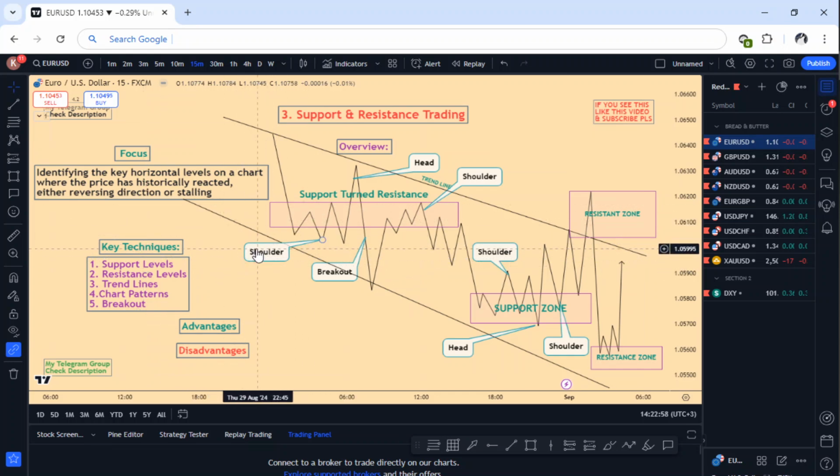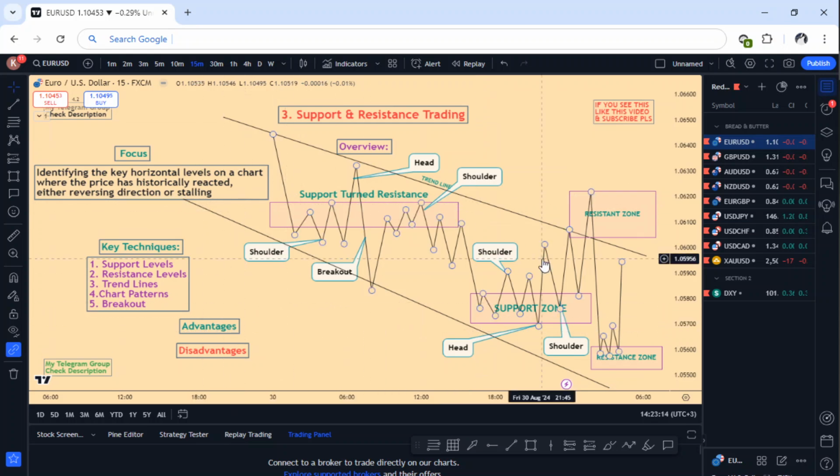And then there are also resistance levels, price levels where selling pressure has historically overcome buying pressure, preventing price from rising further, like this here. So if it breaks, support turns to resistance, and then you're expecting the price to move.